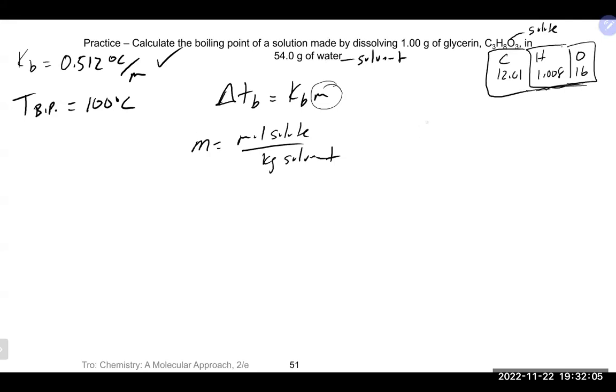So for the kilograms of solvent, not too bad, we just convert 54 grams into kilograms, so you can move the decimal over if you like. That should give you 0.0540 kilograms. For the moles, we need to calculate the molar mass of that.